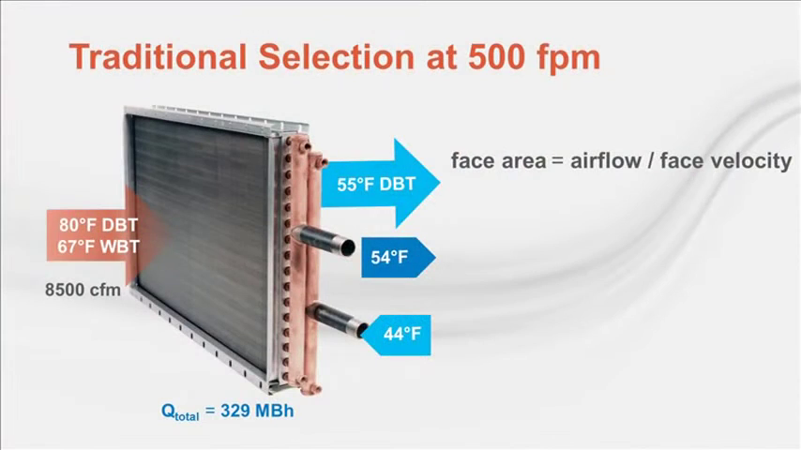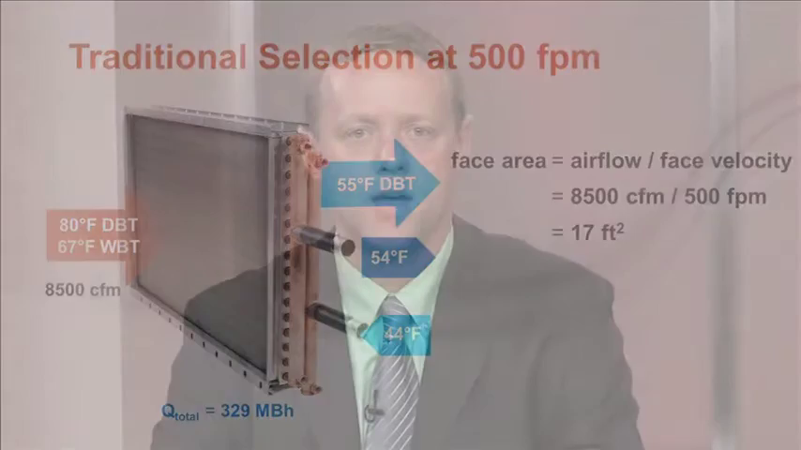To select the size of this coil, let's start with the traditional sizing convention of 500 feet per minute. The rule of thumb was originally an attempt to strike a balance between an air handler size and energy use, while minimizing the risk of moisture carryover. If we use this rule, divide the airflow of 8,500 CFM by 500 feet per minute. This results in a minimum coil face area of 17 square feet. So we'll select a size 17 air handler, since the unit size typically represents the nominal face area of the cooling coil. But again, there's nothing magic about 500 feet per minute.